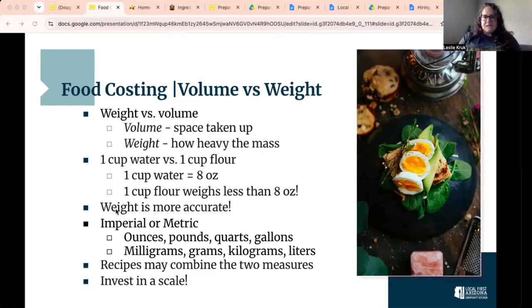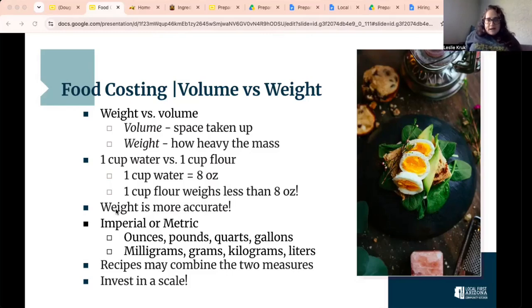A lot of our recipes in the US are built utilizing volume. Volume recipes, 1 cup, half cup, quarter cup, those kind of measurements, those measure space taken up by something. Whereas weight is how heavy the mass is.